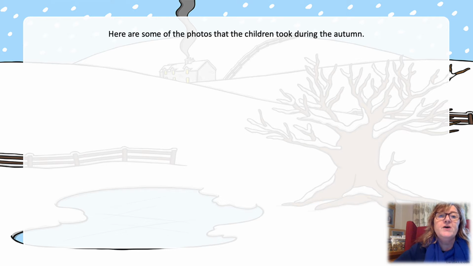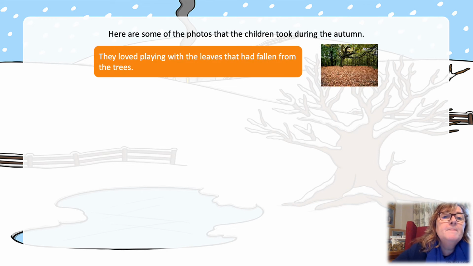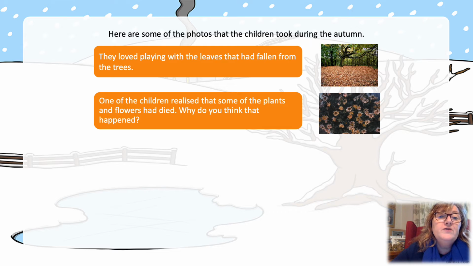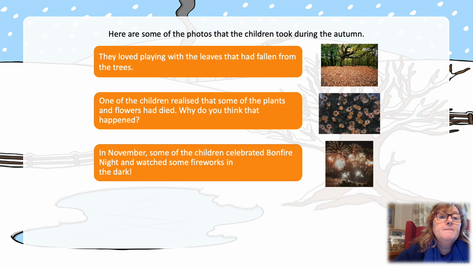Here are some of the photos that the children took during the autumn. They loved playing with the leaves that had fallen from the trees. One of the children realised that some of the plants had flowers that had died. Why do you think that happened? Well, we've been learning about that in plants. And you will have learnt about that in year 1 as well, when we did plants.